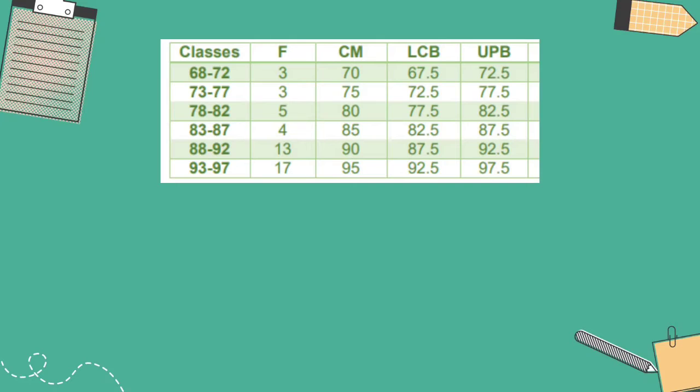Next would be finding the class boundaries. There are 2 of them. One is the class boundary of the lower limit. In finding this, you just need to subtract 0.5 from the lower limit. For example, 68 minus 0.5 will be 67.5. And for the class boundary of the upper limit, you just need to add 0.5 to the upper limit, then it will be 72.5. You just need to repeat the process until you reach the last class, or the 93 to 97, to solve for class boundaries.